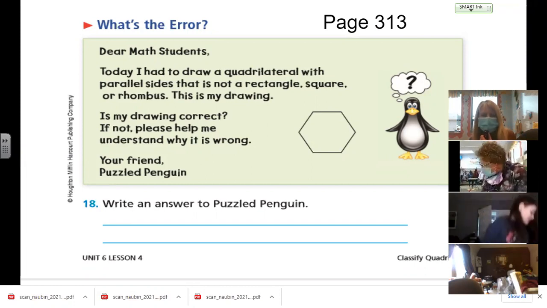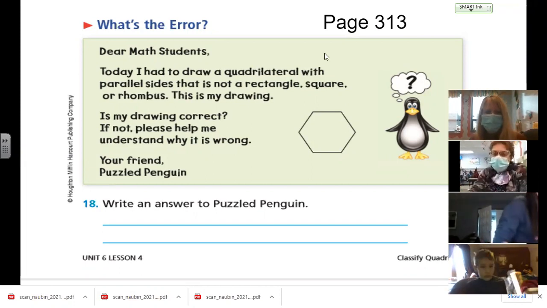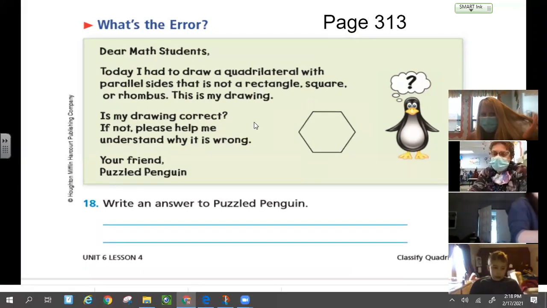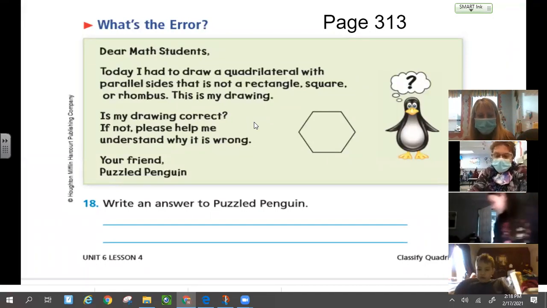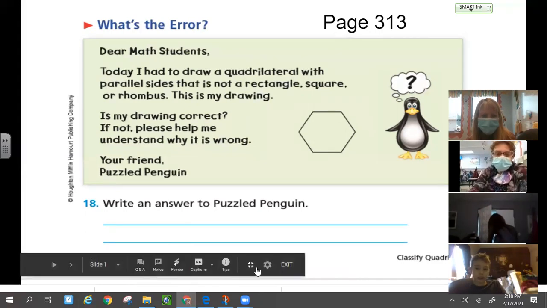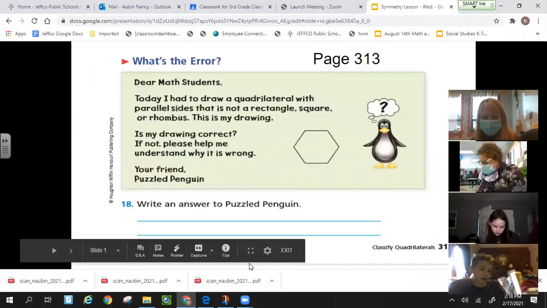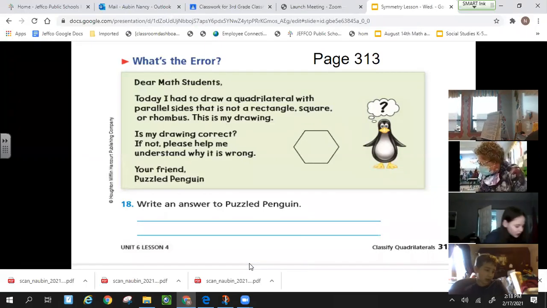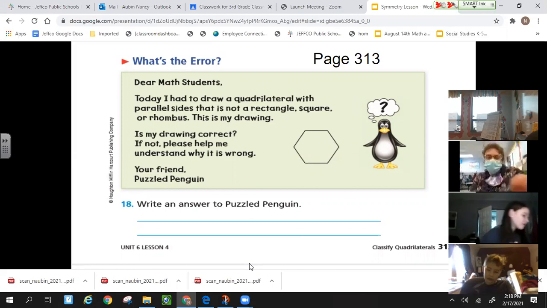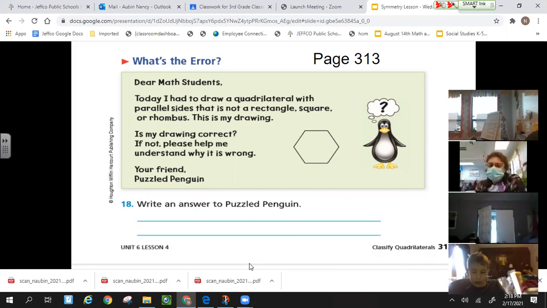So yesterday we ended with, "Dear math students, today I had to draw a quadrilateral with parallel sides that is not a rectangle, square, or rhombus. This is my drawing. Is my drawing correct? If not, please help me understand why it is wrong. Your friend, Puzzled Penguin." So I wanted to show you what I heard, what was really good thinking, and how we could extend it a little. The key word here was he was supposed to draw a quadrilateral.